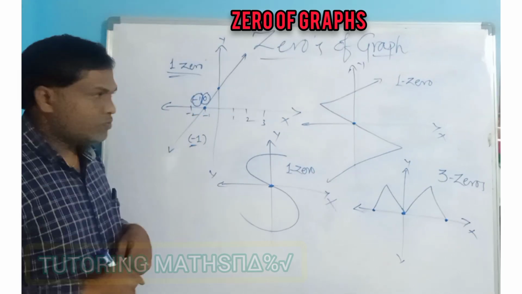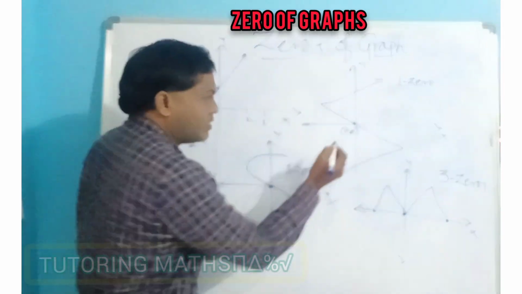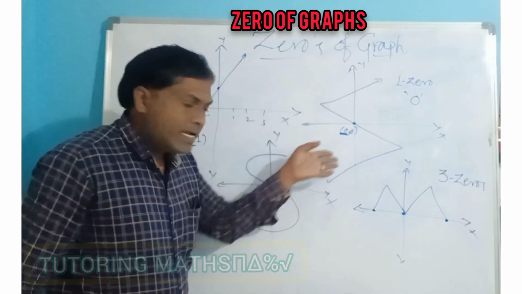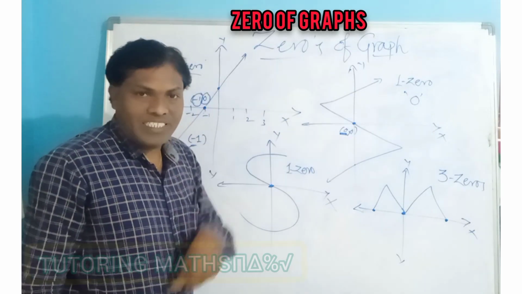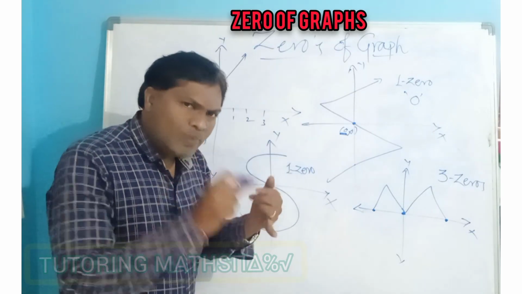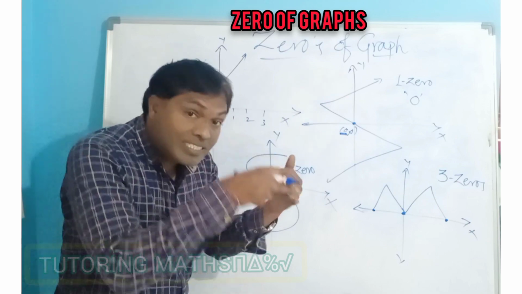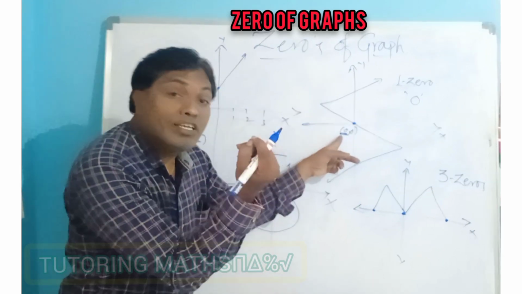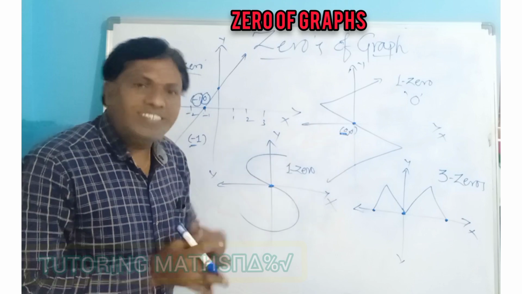The value is -1. And here it is intersecting at one place. What is the value? What is the zero here? Here is the zero of this graph. First of all, how many zeros are there for this graph? 1 zero. What is the value? 0. Because it is intersecting x-axis at (0, 0). Means the x coordinate is 0. Therefore, the zero of the graph is 0.